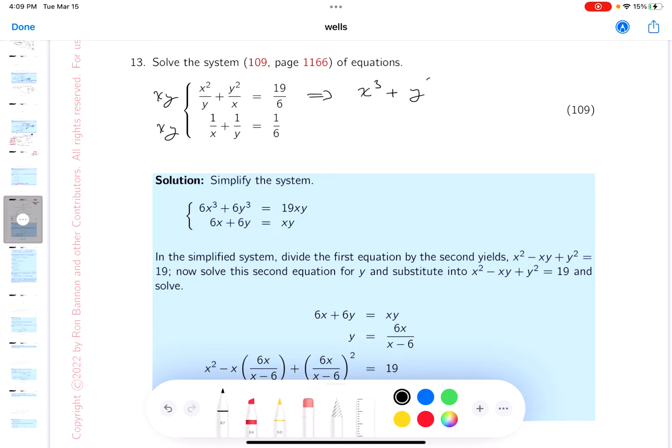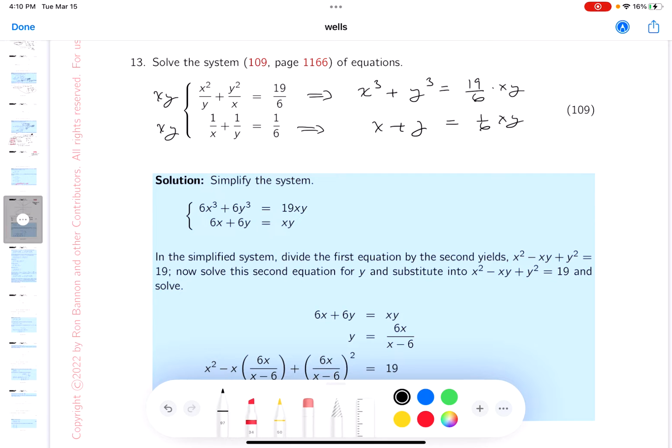So you get plus y cubed, then you get 19 over 6 xy here. What do you get in the second equation? You would get, let's see, did I do that right? Okay, you're going to get y plus x equals 1/6 of xy. I want to point out that y plus x is really the same thing as x plus y. So I'm going to rewrite that as x plus y.